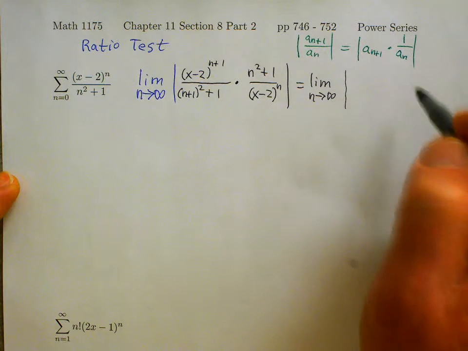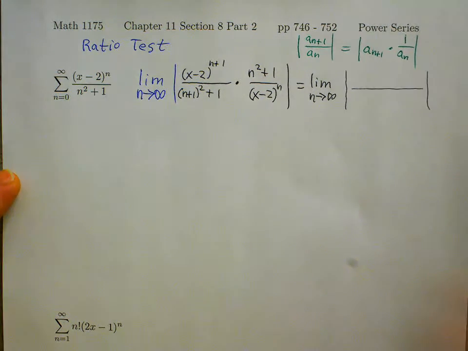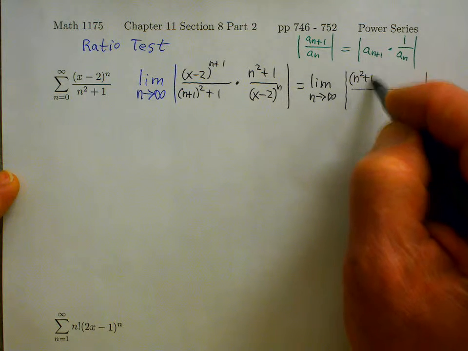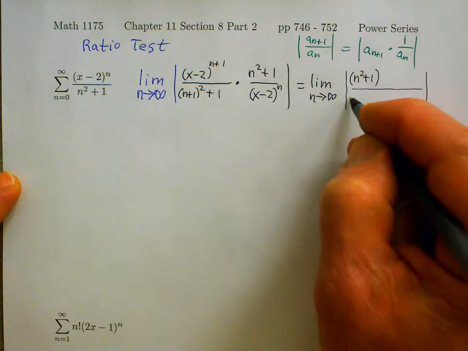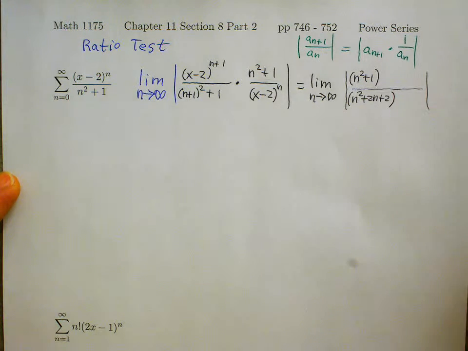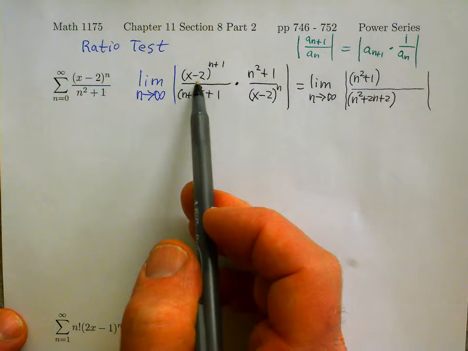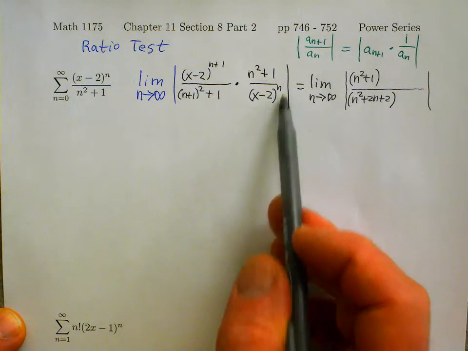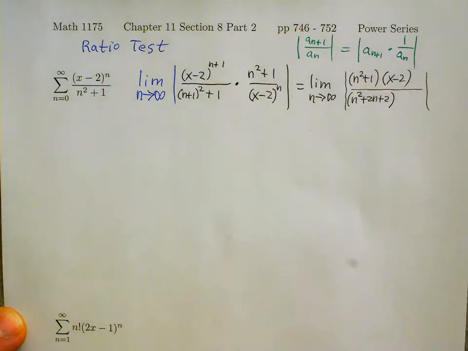Okay, so just like we've been doing, first let's write the n to the second plus 1, and then the quantity n plus 1 squared plus 1 is n to the second plus 2n plus 2. And then we simplify x minus 2 to the n plus 1 over x minus 2 to the n. So we just get x minus 2 to the first in the numerator.